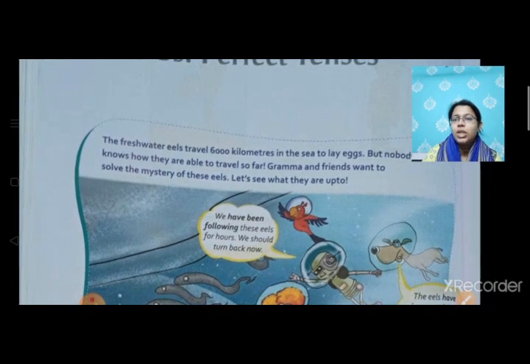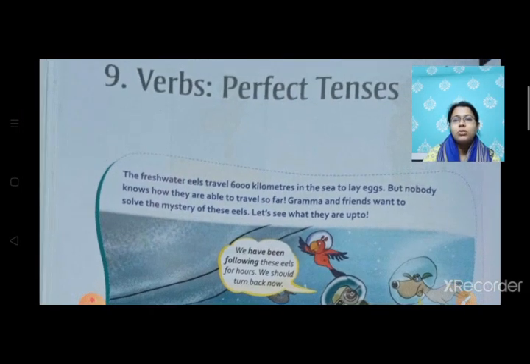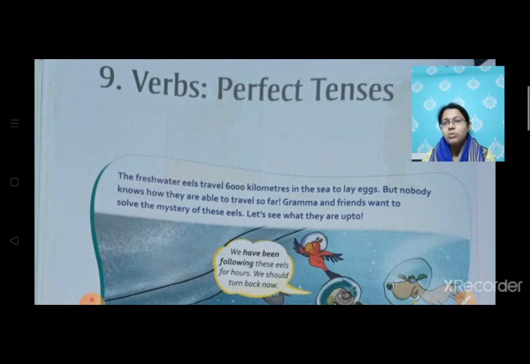The freshwater eels travel 6,000 kilometers in the sea to lay eggs, but nobody knows how they are able to travel so far. Grandma and friends want to solve the mystery of these eels. So let's see what they are up to.